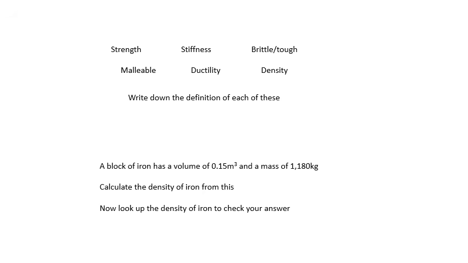Here are some questions. Write down the definition of each of these: strength, stiffness, brittle, tough, malleable, ductile, dense. Be able to write down exactly what each of these means. Then here's a little sum for you to do. A block of iron has a volume of 0.15 metres cubed and a mass of 1,180 kilograms. Calculate the density of iron from this. I'm not going to do it. Now look up the density of iron on the internet and check your answer.